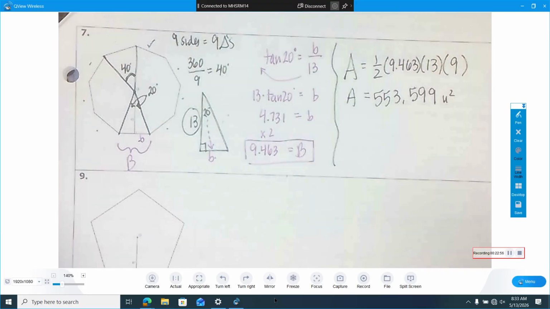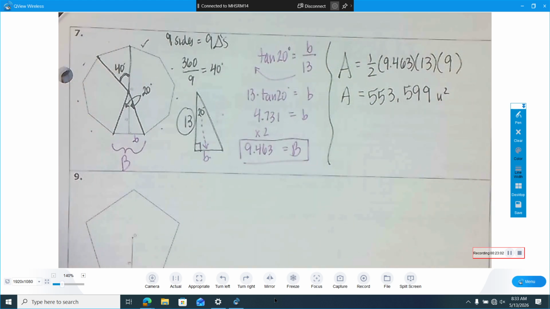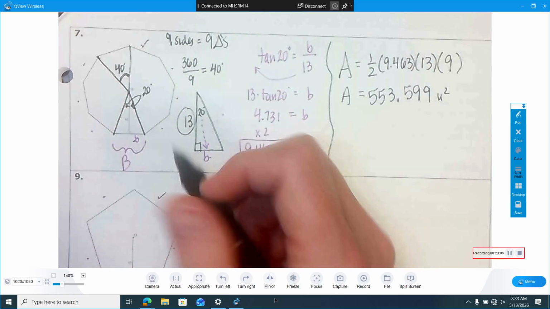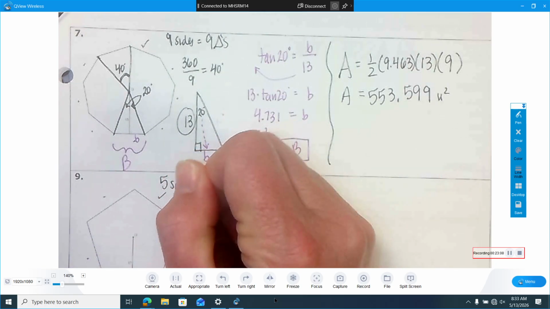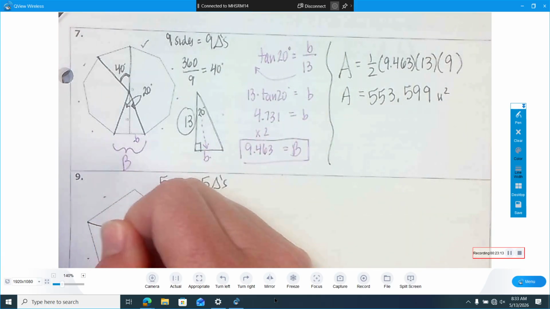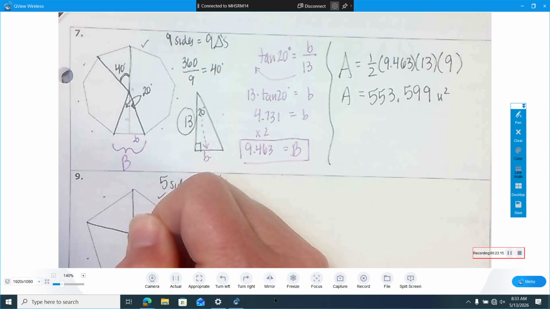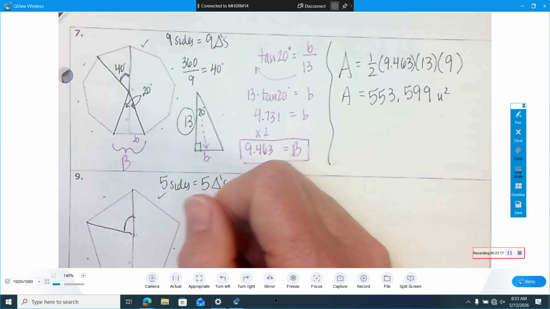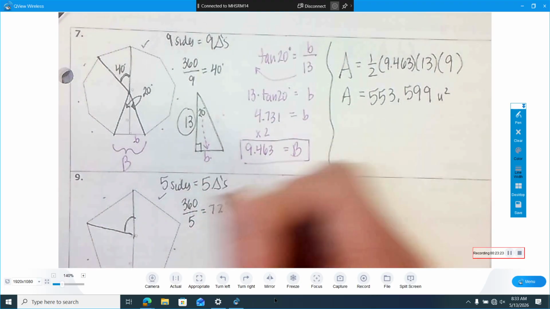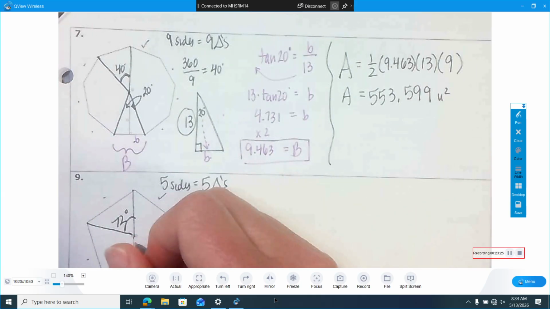All right. Questions on that one? Now it seems really easy, right? Okay. All right, last one. Let's see, 1, 2, 3, 4, 5 sides, which means there are 5 triangles. And what is that interior angle measure? 72? That sounds right. So 72 degrees.